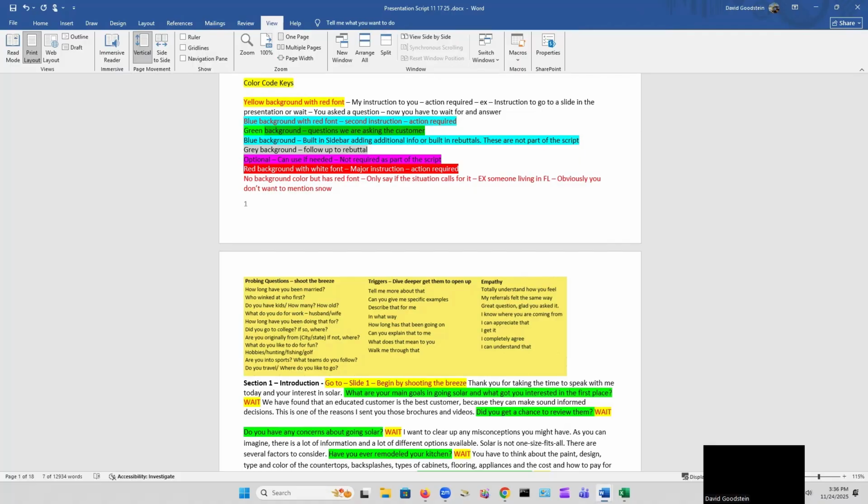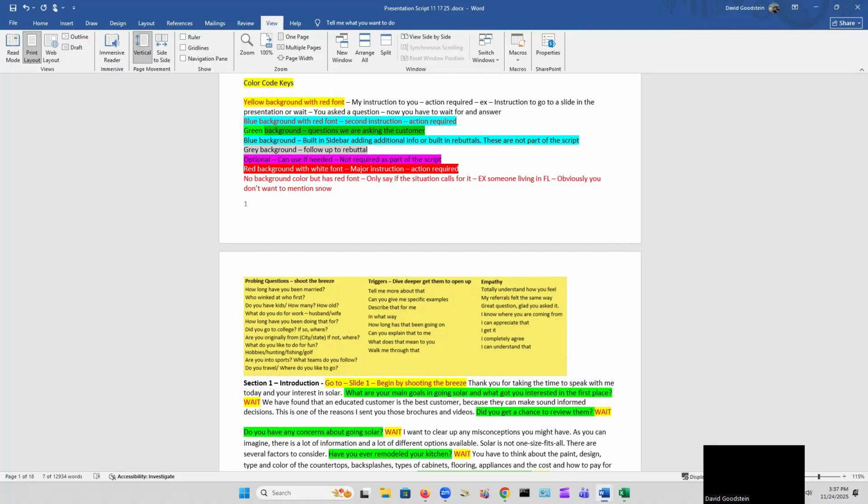You'll see the blue background are built-in sidebars. They're adding additional info or built-in rebuttals. These are not part of the script. Again, they're optional. If you decide that you need them, use them. The gray background are follow-ups to rebuttals. Again, optional, situational. In purple, these are optional. You can use them if needed if the situation arises and it's called for. They're not required, nor are they part of the script.